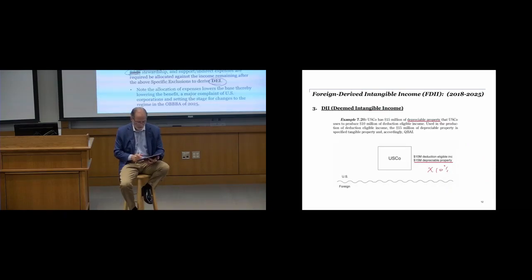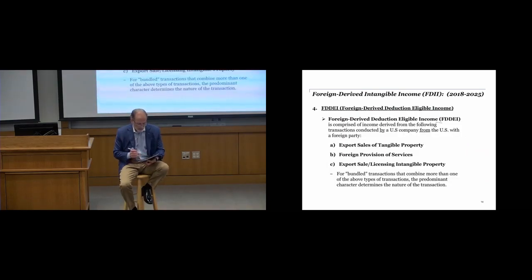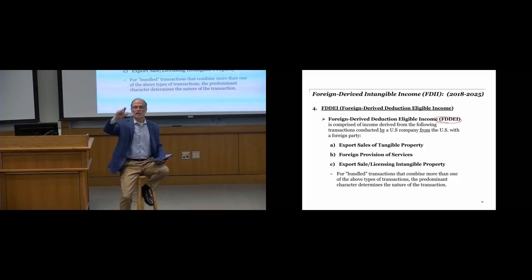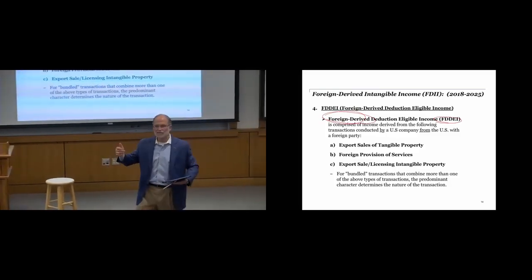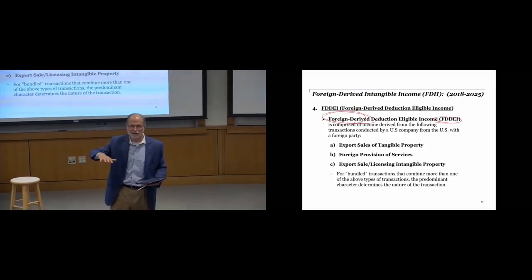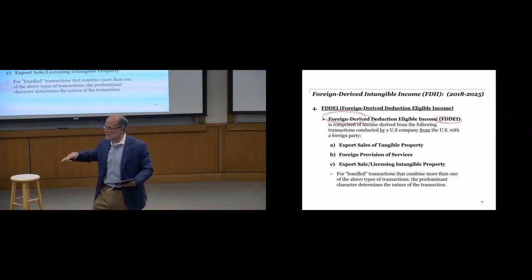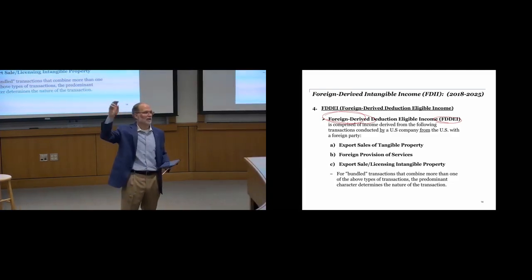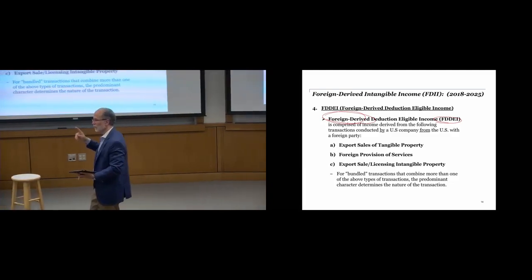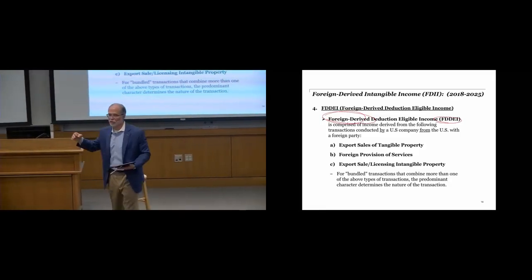Okay, so my foreign derived deduction eligible income, FDDEI. Now I'm trying to look at what I've effectively done: I've gotten to my right income I have in the U.S. How much of that is foreign derived? That's what we want to incentivize, right? What is U.S. derived? I'm taxing that at 21%. I'm not lowering the 21% tax rate. I'm trying to lower the tax rate on the foreign portion of that income. So now I'm honing in on transactionally, what am I looking for that I'm going to assess a lower rate of tax on?